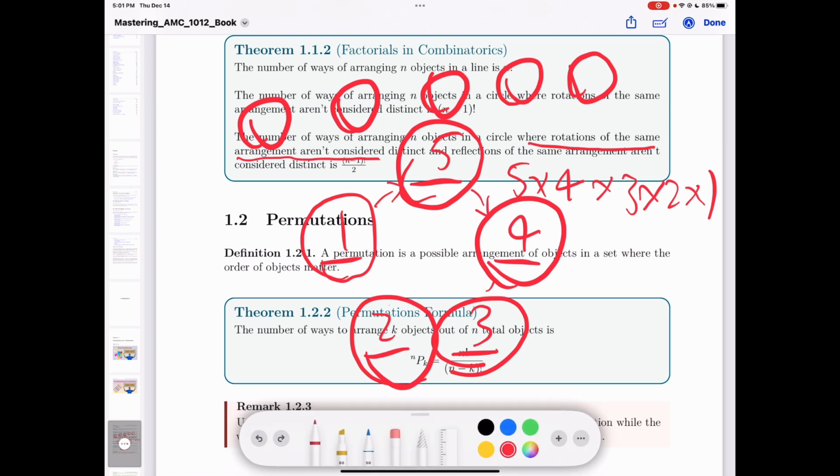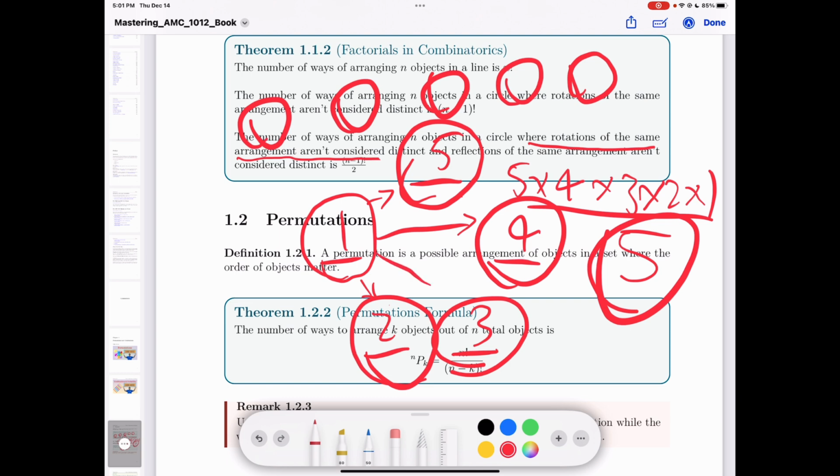Yes, so why is this divided by 5? Something has to repeat 5 times. Maybe this can go here, this can go here, this can go here, this can go here. No matter which way we rotate them, going counterclockwise doesn't matter.